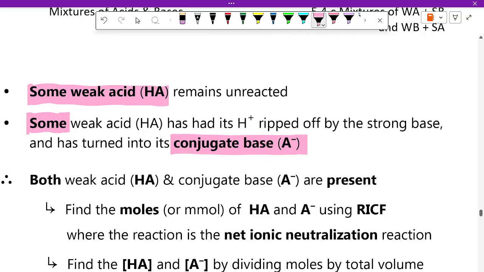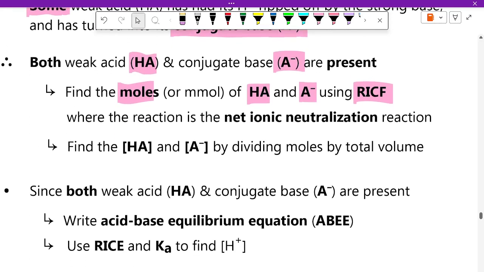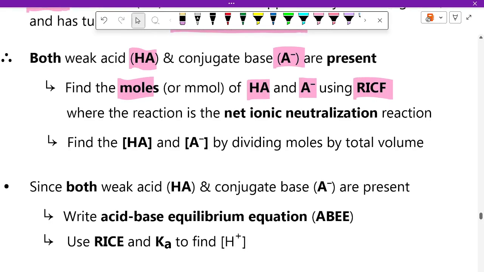So we have some weak acid, we have some conjugate base. Both weak acid and its conjugate base are present. Find the moles of HA and A minus using a RICFA table, where the reaction is a net ionic neutralization reaction. And then find the concentration of HA and A minus by dividing the moles by the total volume.